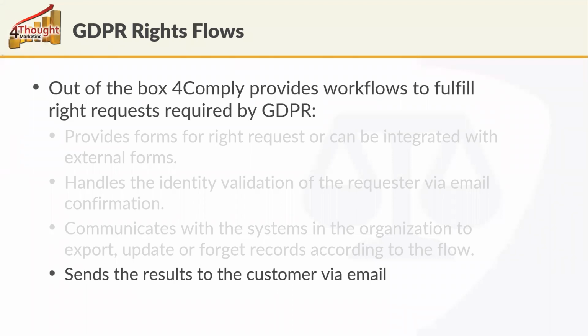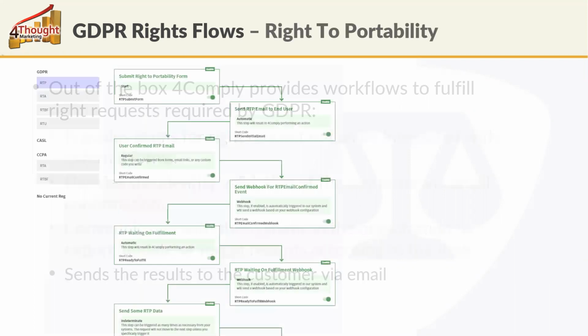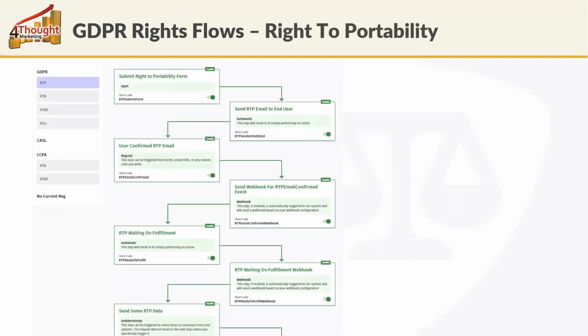A digital citizen can request to see all the information that we have about them. That's going to be sent out in an email. And again, everything in this process can be customized. An example of a flow that comes out of the box in 4Comply is the one that we have here. Basically, this is for the right to portability.